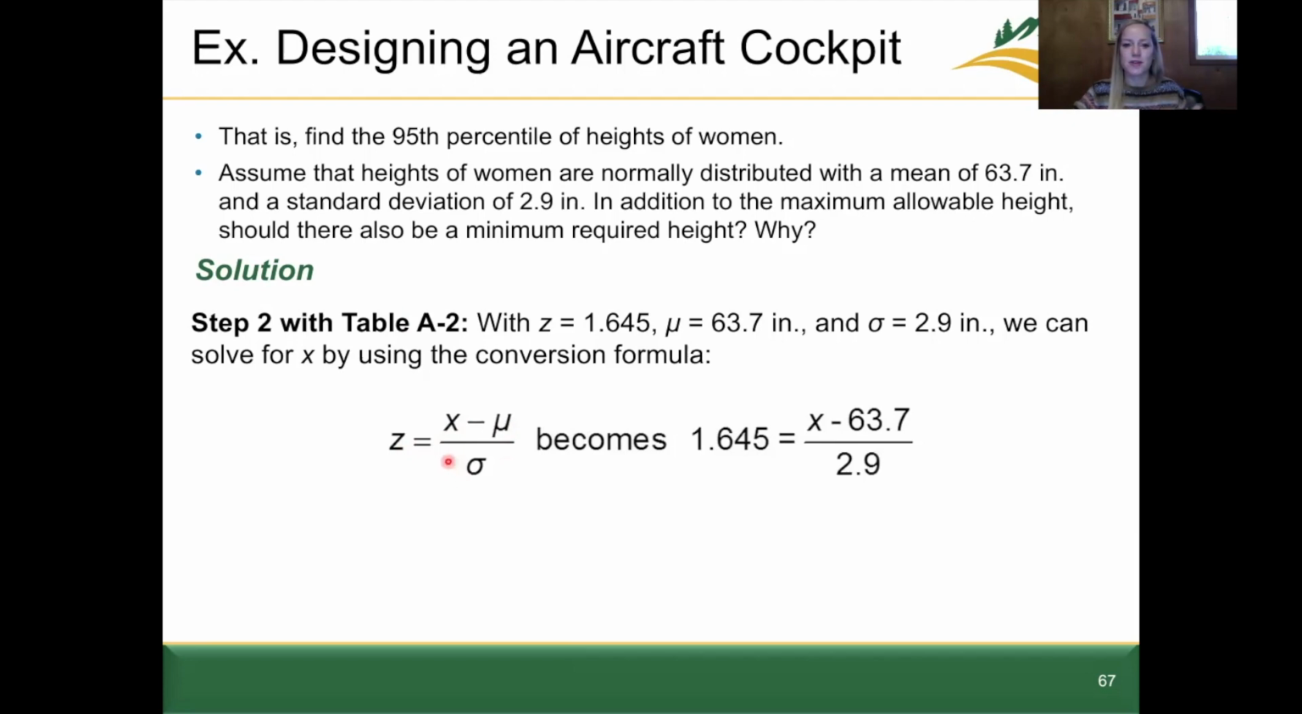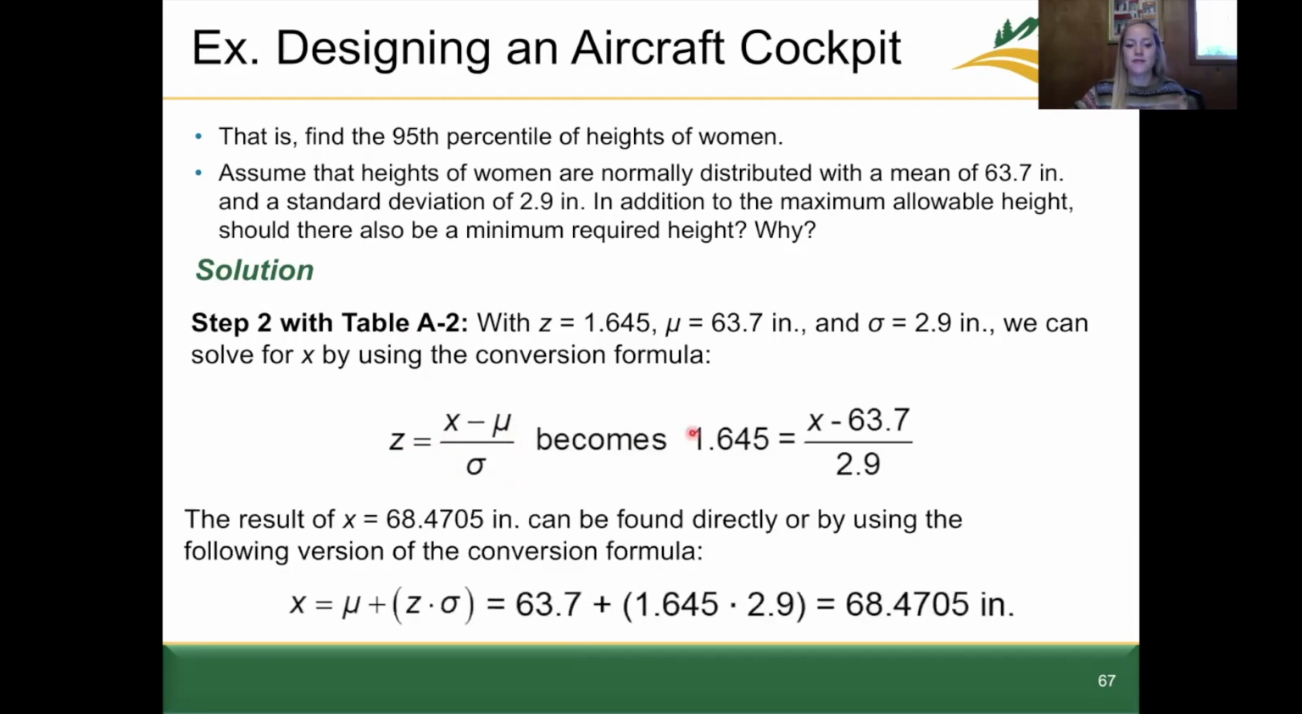We plug in what we know for z, mu, and sigma. We get an X value. We can also use this version of the formula where we've rearranged to solve for X directly. So X is equal to mu plus z times sigma. Our mu, or our mean value, is 63.7. Our z-score, what we found from table A2, is 1.645. Our sigma, our standard deviation from the question, is 2.9.